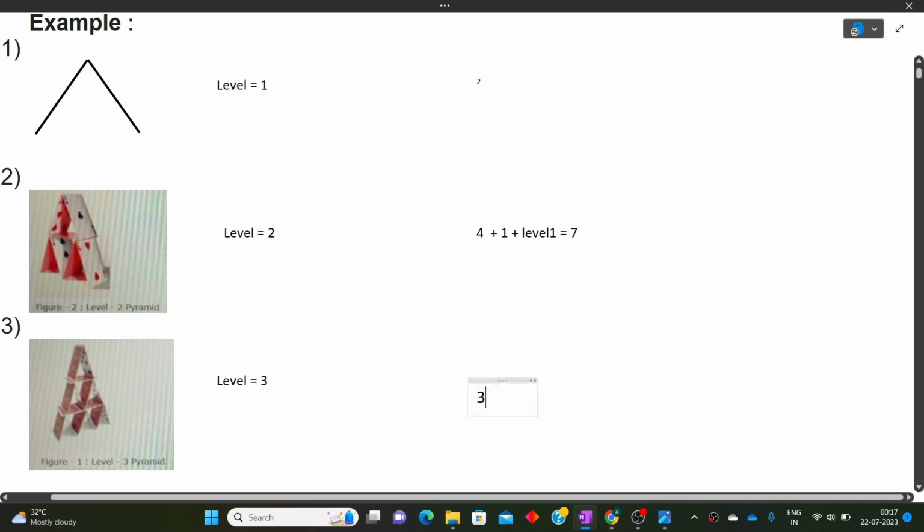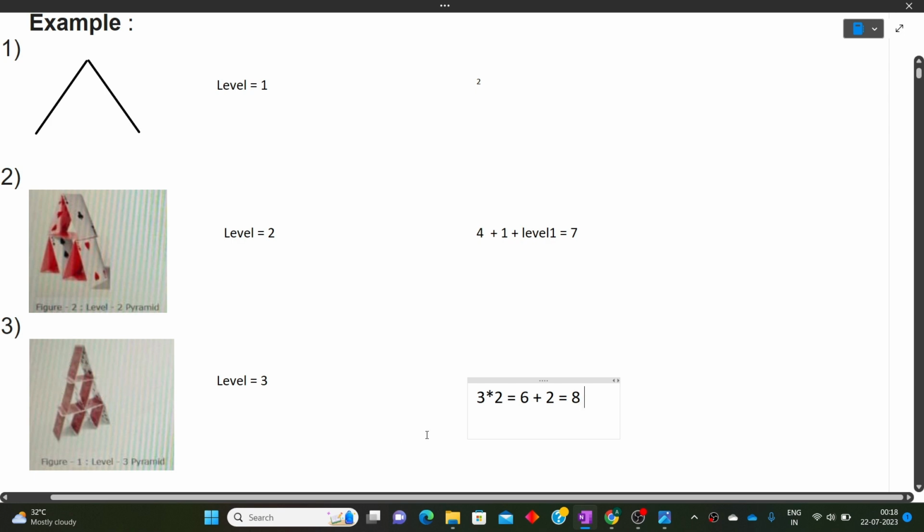So 3 into 2, because each triangle consists of 2 cards, that is 6. Then plus there are 2 horizontal cards which act as huts. So 2 cards are there acting as huts, so plus 2 gives us 8. So only level 3 has added 8 cards extra. But we have to find the overall cards. Level 3 has additionally added 8 cards, plus level 1 and level 2 are also present. So what will be the total count of level 2?